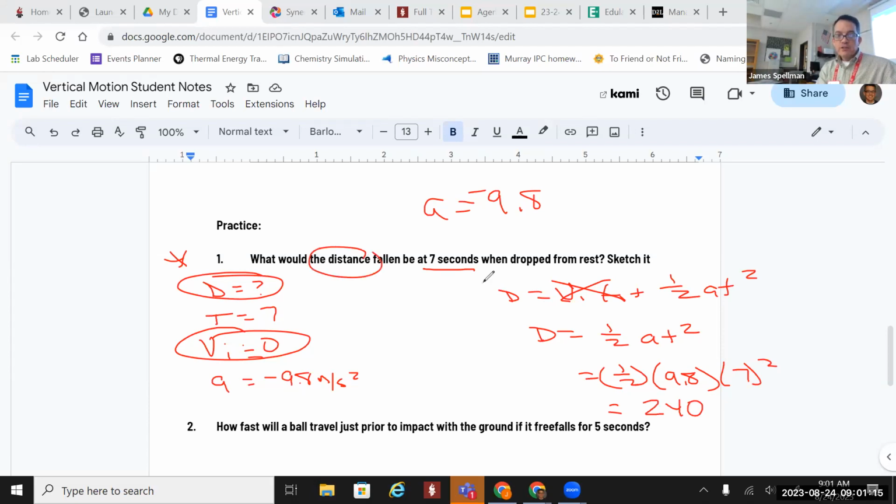And again, this would be a distance, so we're looking for meters. It would also be in a downward direction, so if it asks for actually displacement, that would be negative 240 meters, just to indicate that it would be going down. All right, moving on. Stop and rewind if you need to.